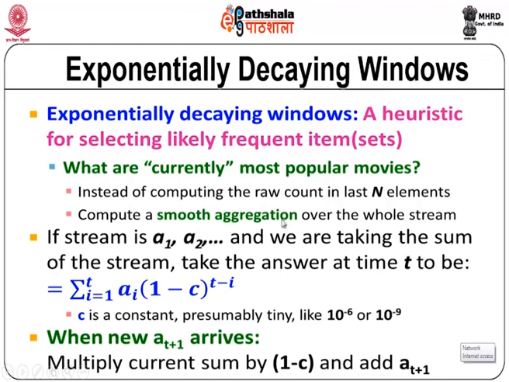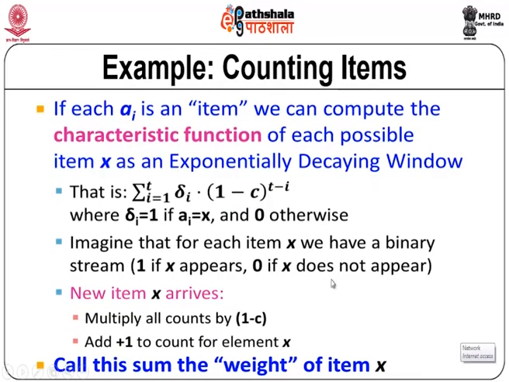Now this smooth aggregation will be based on this summation equation, which is over the entire stream value. That is, when a new element a at a point of time t plus 1 arrives, then all that you need to do is, you need not go for this summation once again. Instead, you can multiply the existing aggregate information by a value 1 minus c. So this way, aggregation over say a decaying window may be considered.